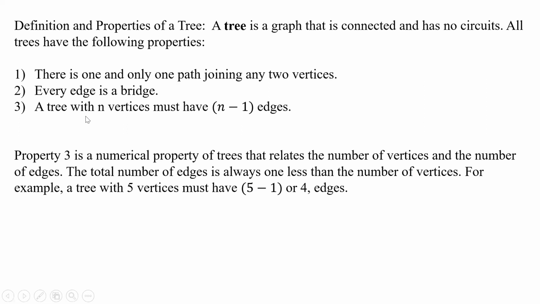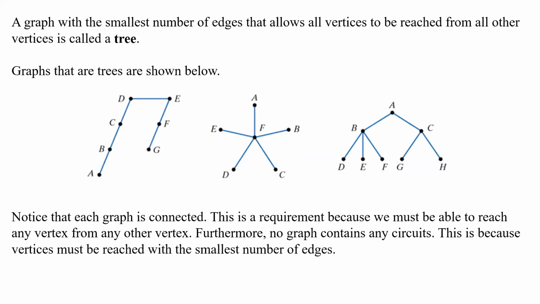Now, property 3 is a numerical property of trees that relates the number of vertices and the number of edges. So the total number of edges is always one less than the total number of vertices. For example, a tree with 5 vertices better have 5 minus 1 or 4 edges. Now, if we look back here, we have 1, 2, 3, 4, 5, 6 vertices, so we should only have 5 edges: 1, 2, 3, 4, 5.